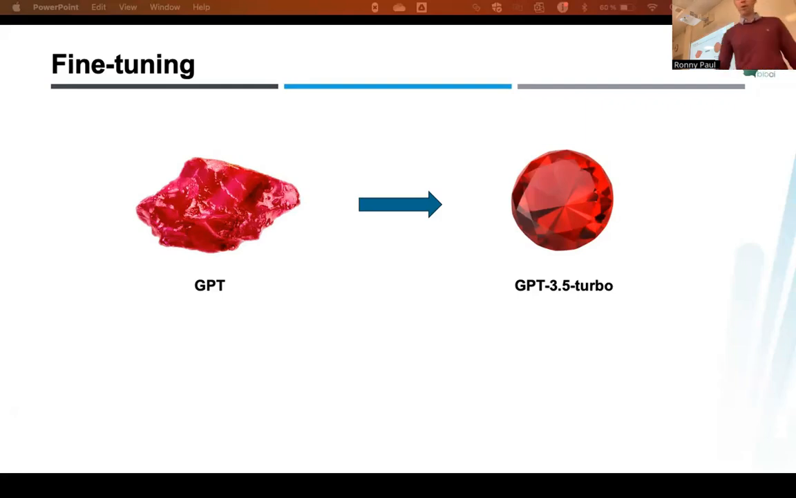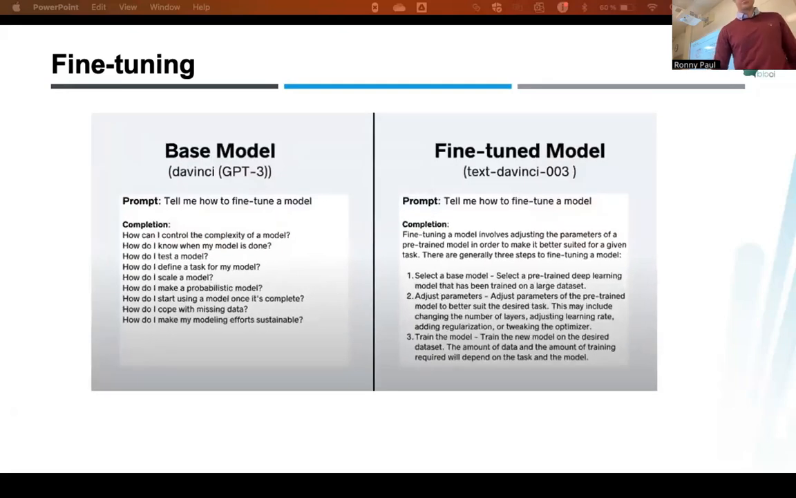So to give you an even more concrete example of what I mean, we can take this base model right here. And if we were to type in, tell me how to fine tune a model, we would get something in response like, how can I control the complexity of the model? How do I know when my model is done? All of these key questions. And even though that's helpful, it's not really what we want in our response. We want something that is more practical.